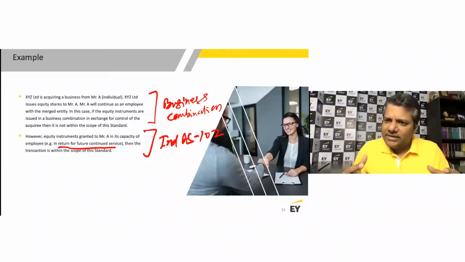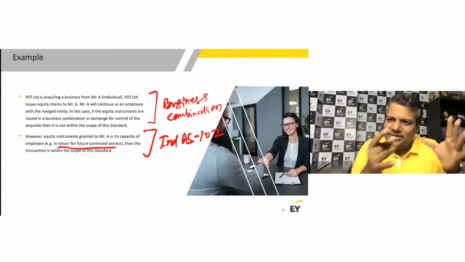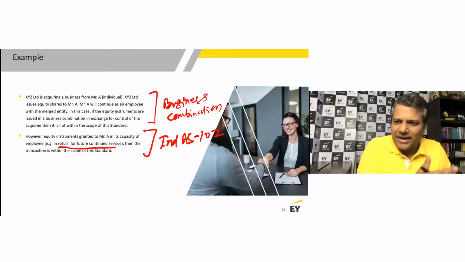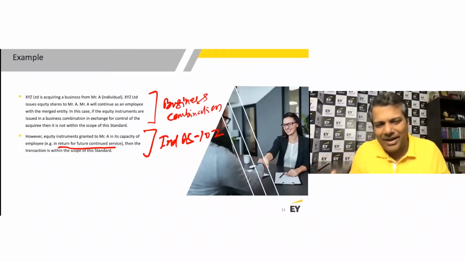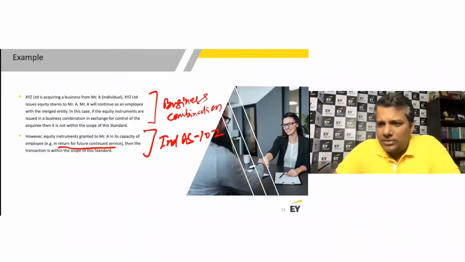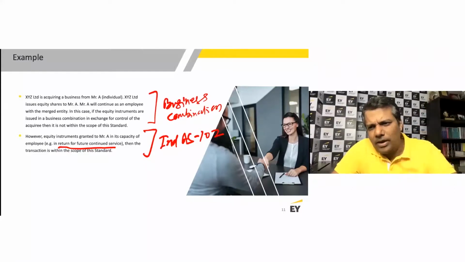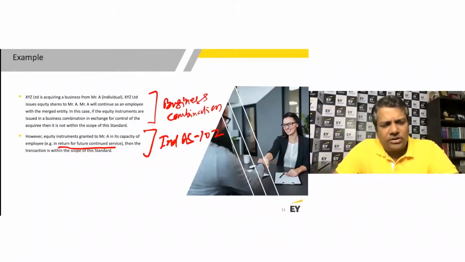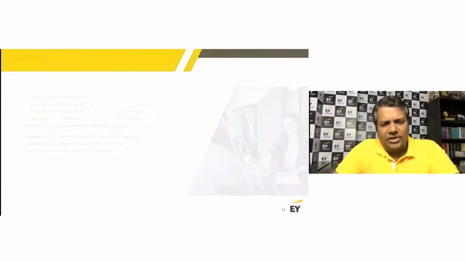If the answer to that is yes, then they are a business, and they are covered under business combination, like a contingent consideration. Otherwise, they're all covered under Ind AS 102. So we have to be very, very careful, and we will talk about this in more detail when we cover Ind AS 103 on business combination.